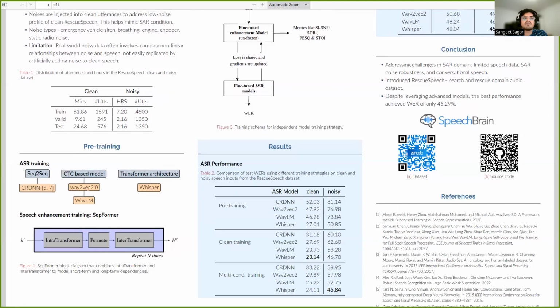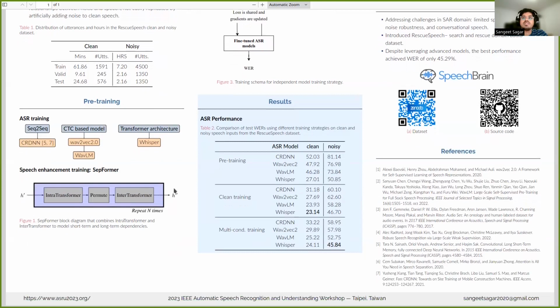CRDNN, Wav2Vec, WavLM, and the state-of-the-art Whisper. So CRDNN is a traditional model that is used in ASR, and it's a combination of CNN, recurrent neural networks, and dense neural network. We have also made use of pre-trained models such as Wav2Vec and WavLM. These models rely on a self-supervised learning scheme. On the other hand, we have Whisper that we have used for speech recognition again, and it was a state-of-the-art model for ASR back when we were writing this paper.